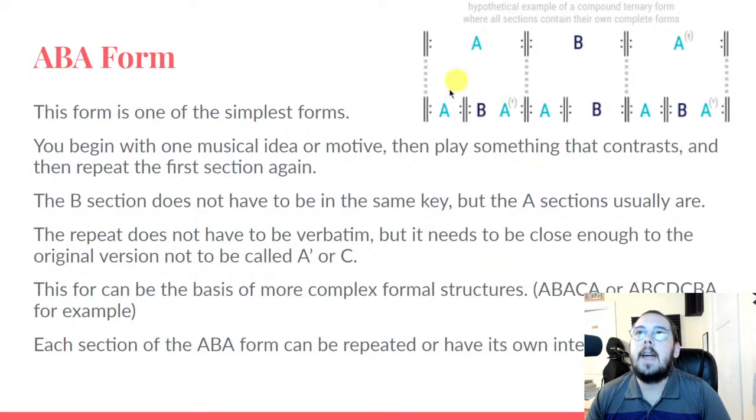I've got this diagram up here where we get the A section and then the B and the A. You'll notice this little tick here. That's A prime. Prime is what the tick means, and that's essentially saying that when it repeats, it doesn't have to be a verbatim identical repetition as it was originally. And in fact, most of the time, it's not. There are some variances. However, it does need to be close enough to where it's still very obviously the A material and not a new bit called C.